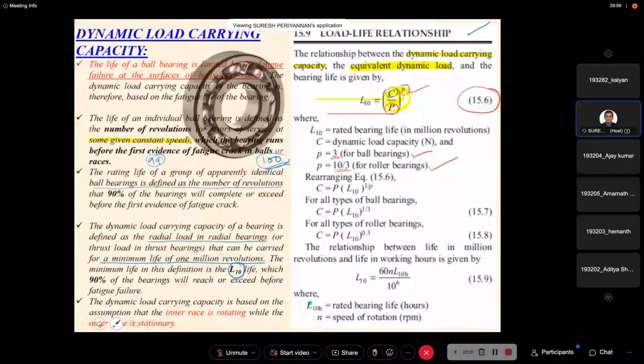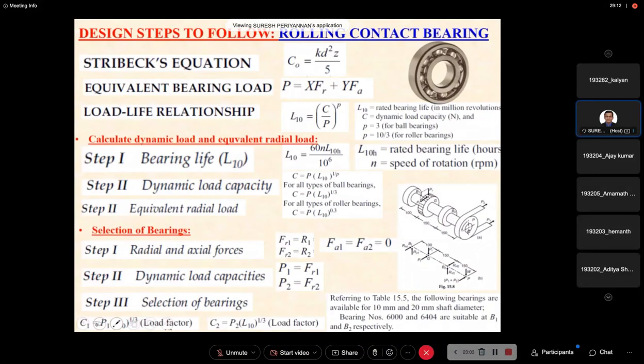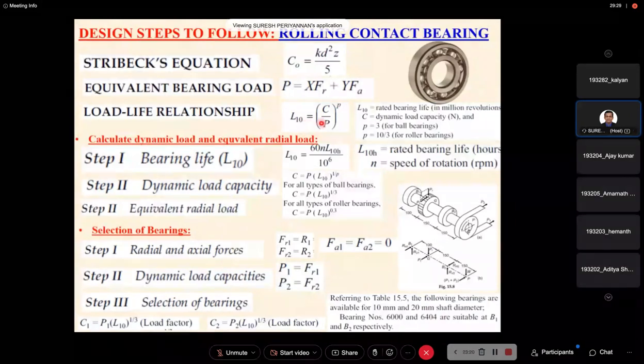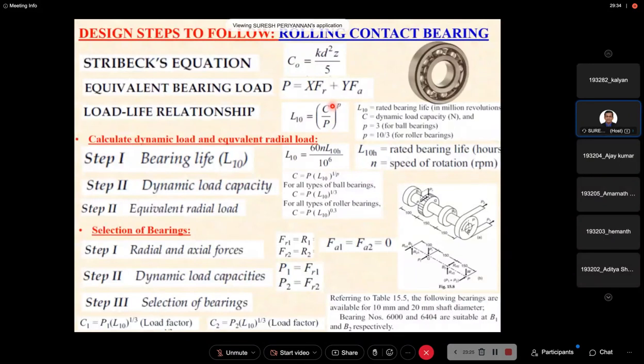Now, a brief conclusion of whatever we discussed, then we go to the problem. C naught is the static load carrying capacity, and P is the equivalent dynamic load. This is the load-life relationship of the ball bearing: L base 10 is equal to (C by P) whole power p. From this relation, we find the dynamic load carrying capacity. Then calculate the dynamic load and the equivalent radial load.